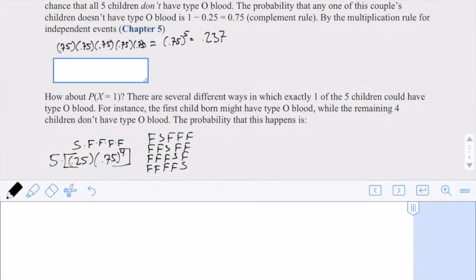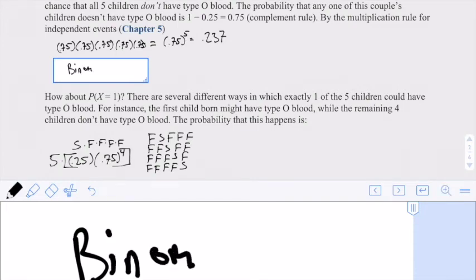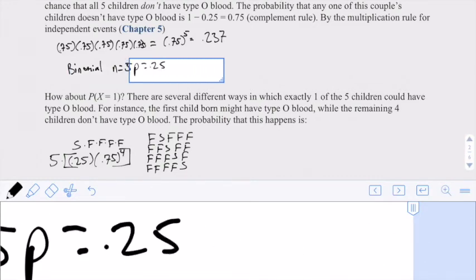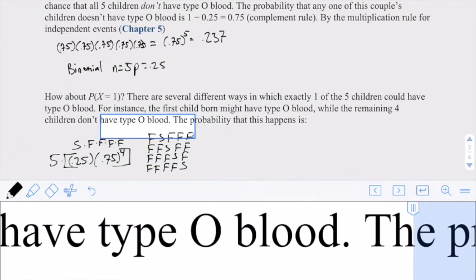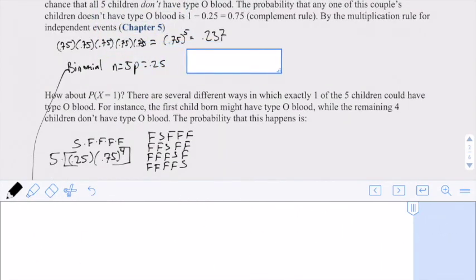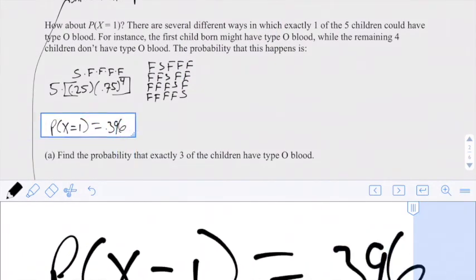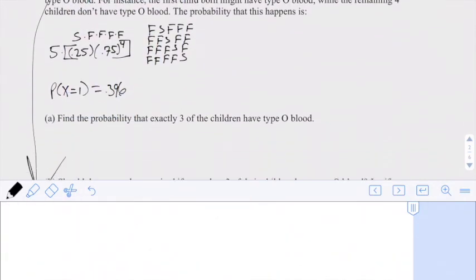Things that we're missing: we needed to say this is binomial, n equals 5, p equals 0.25. And we say that for all of them. My probability statement needs to be probability X equals 0. And for this one, we have X equals 1, binomial, same thing.